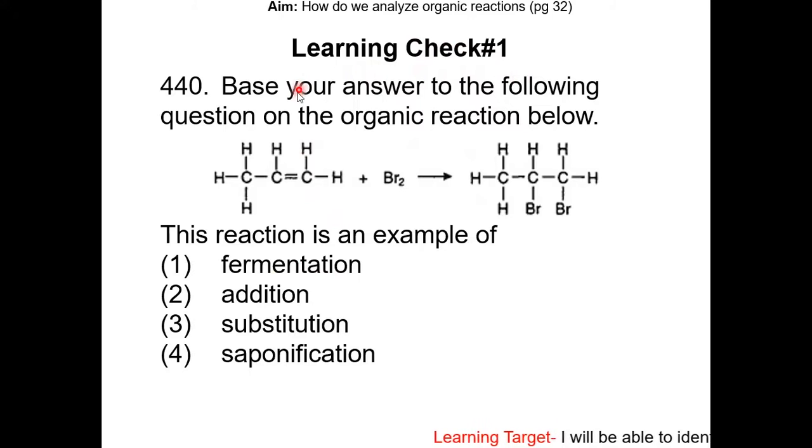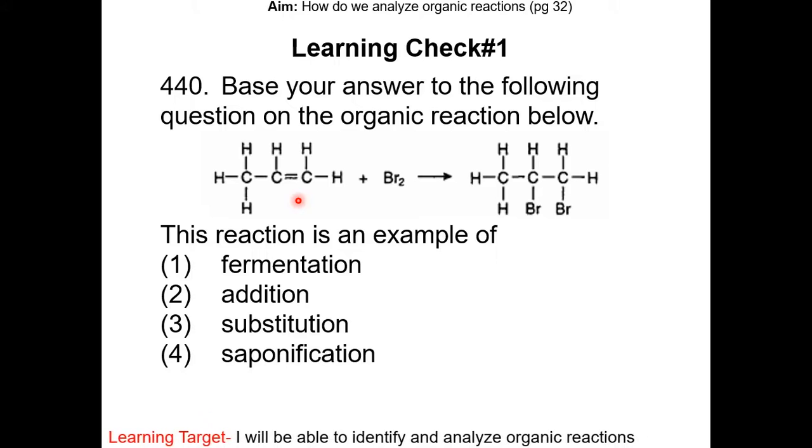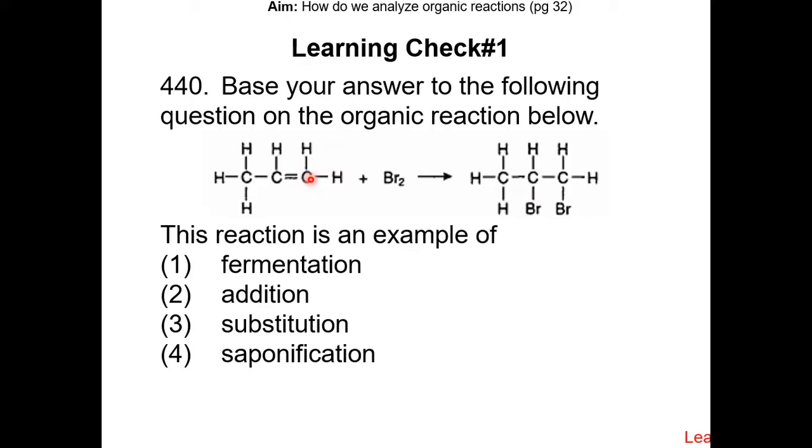Learning check number 1. Base your answer to the following question on the organic reaction below. This reaction is an example of what? Pause the video. Resume as completed. This organic reaction has 2 reactants and 1 product. The Br2 is inserted into this molecule. 2 new single bonds are formed and the double bond disappears. Therefore, this is an example of an addition reaction. Choice 2.